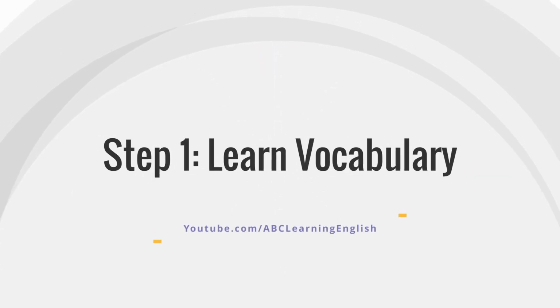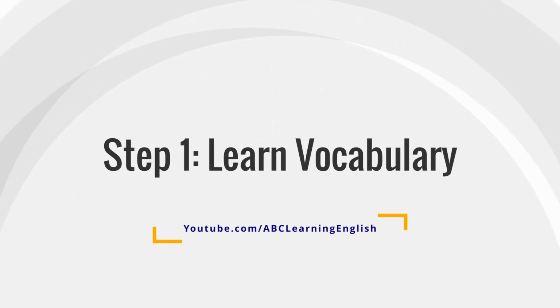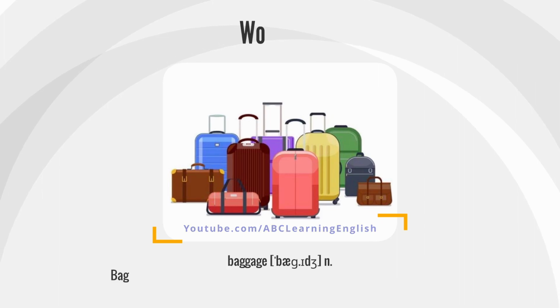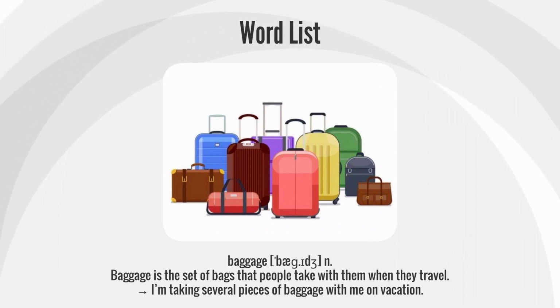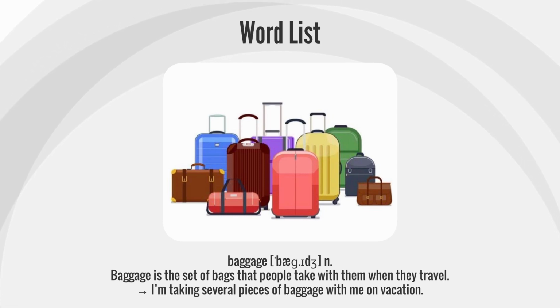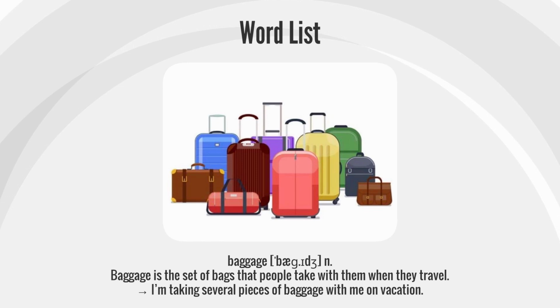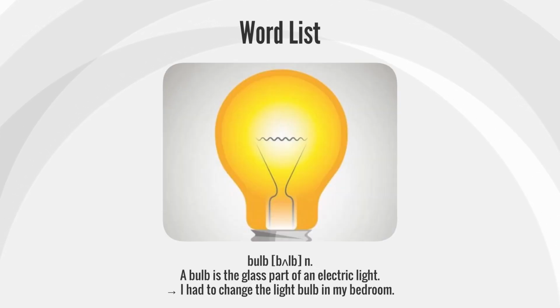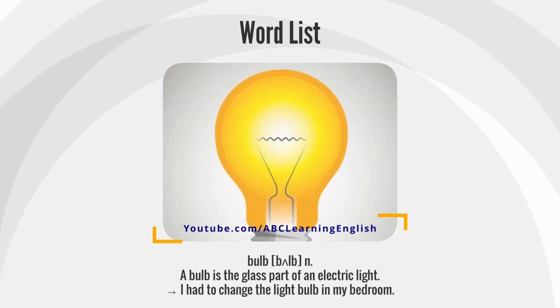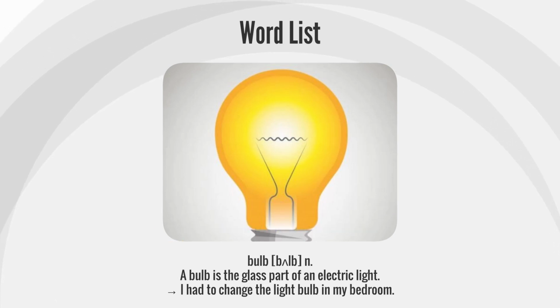Step 1. Learn vocabulary. Baggage. Baggage is the set of bags that people take with them when they travel. I'm taking several pieces of baggage with me on vacation. Bulb. A bulb is the glass part of an electric light. I had to change the light bulb in my bedroom.